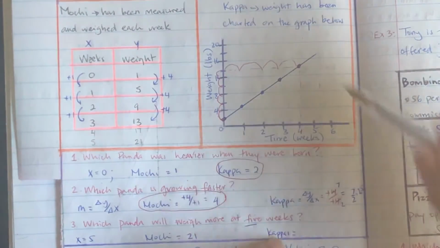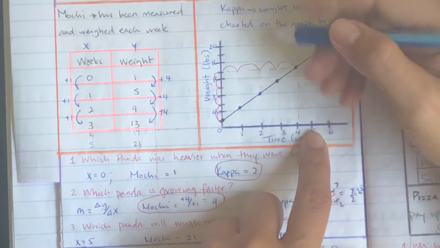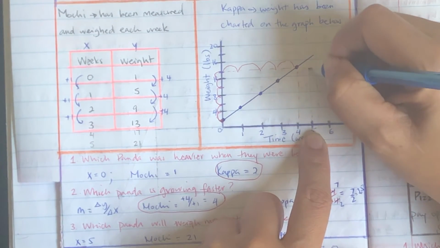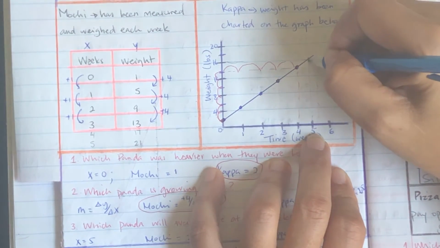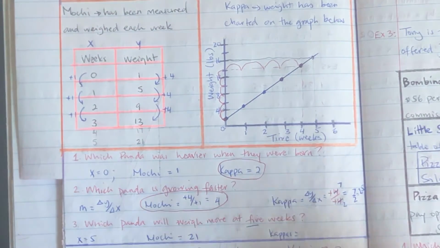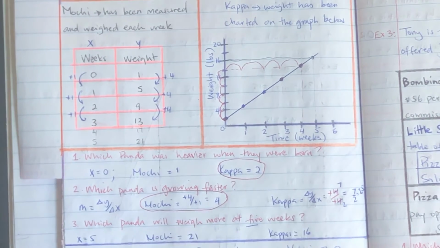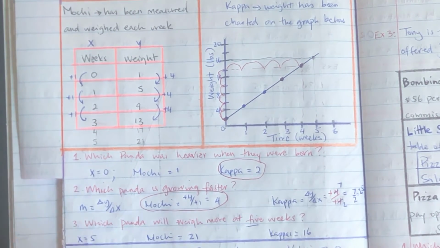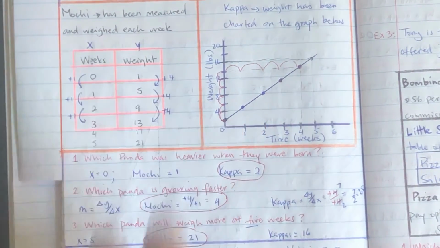And Kappa at 5 weeks, so we go here. At 5 weeks, you go to that point, and we go across, and that's going to be 16. So which panda weighs more? Which number is bigger? Moki is bigger. Okay, so they'll give you two things and ask you to compare.